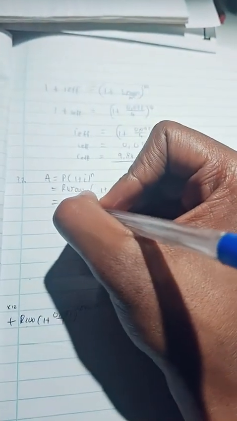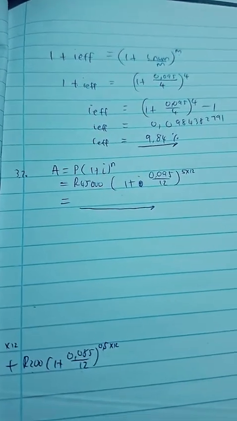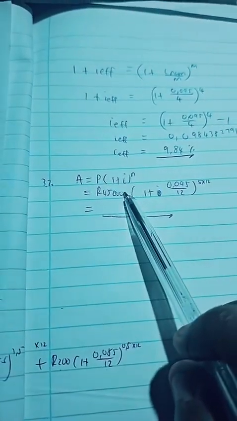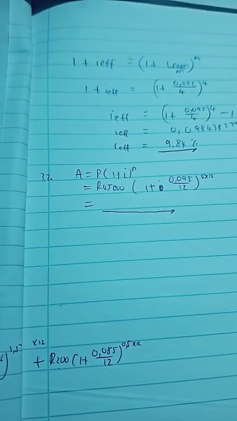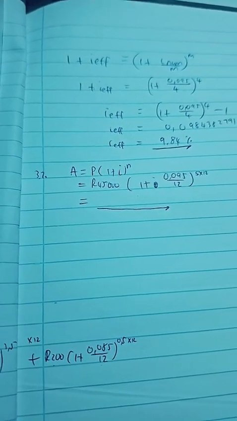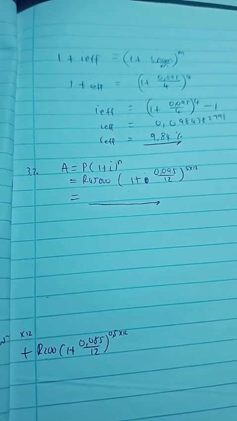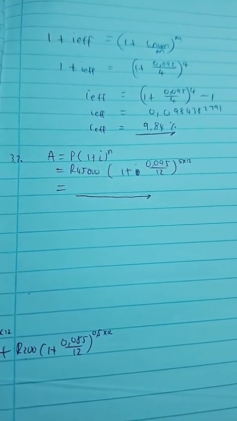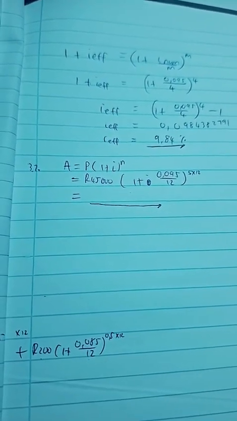What do you guys get? How much will this guy have to pay at the end of the 5-year period? You take out a loan of 45,000. How much will you have to pay at the end? I'm waiting for you guys to tell me how much.